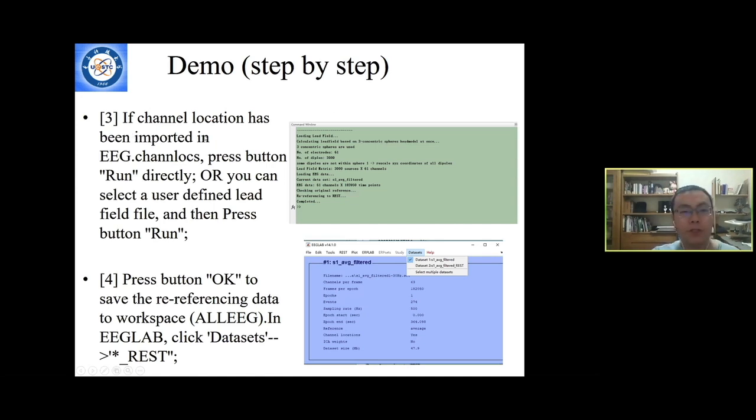And step 3, if the channel location has been imported in EEG channel locations, select this variable and press the button run, or you can select the user-defined lead field file, and then press the button run. If you think the result is okay, you can press the button OK to save the referenced data to the workspace, and this data will be saved in EEGLAB. In EEGLAB you can click the datasets menu to save the referenced data, labeled by REST.